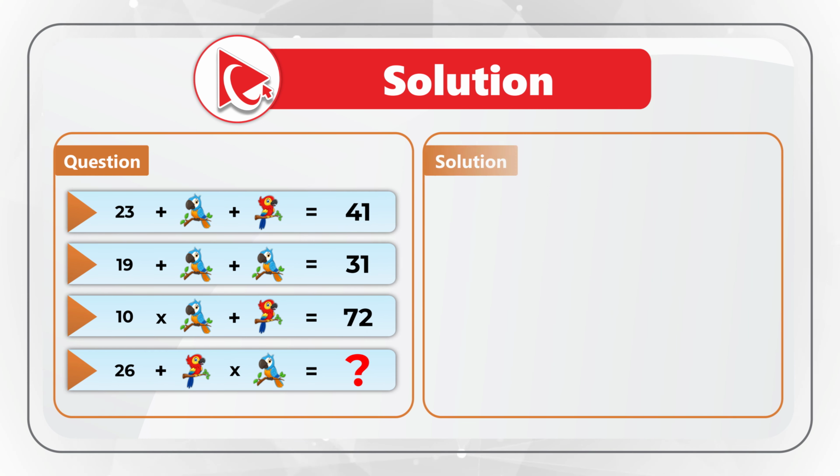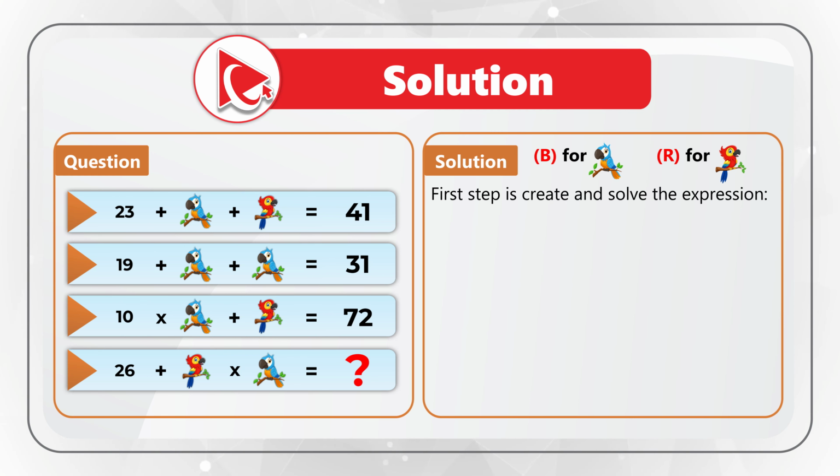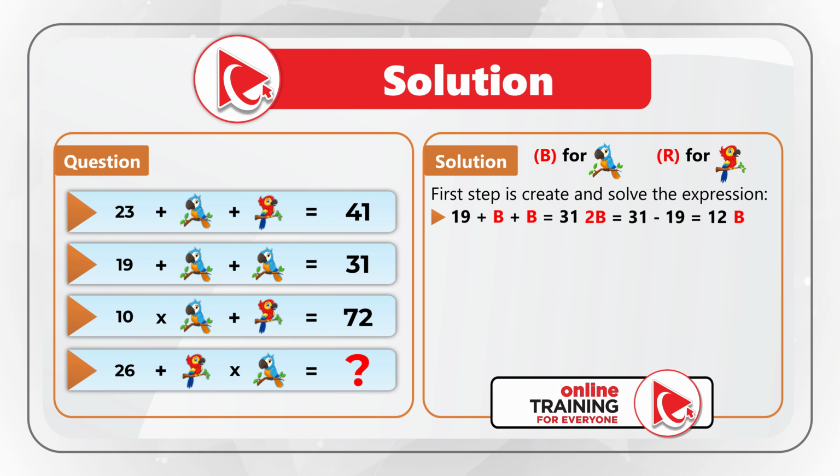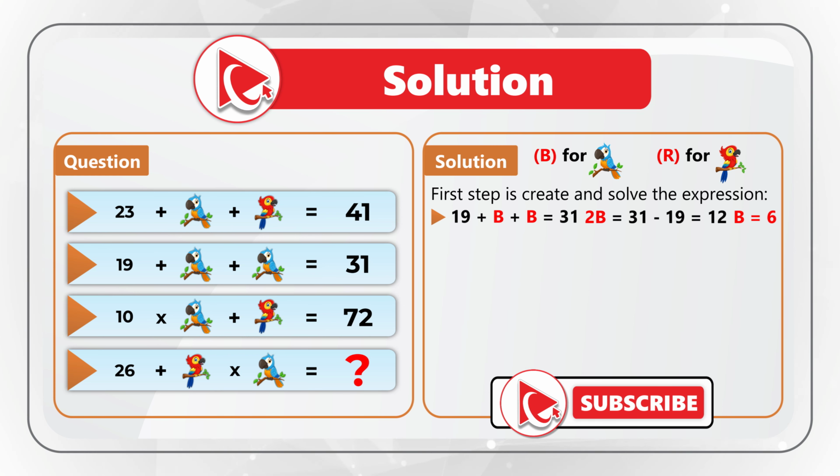For simplicity, let's create variables. We will use B for blue parrot and we will use R for red parrot. So the first step here is to create and solve an expression. And the easiest one to solve is the second expression with 2 blue parrots. 19 plus B equals 31, which means that 2B equals 31 minus 19, which equals 12. Once we solve it, we see that B, blue parrot, equals 6.